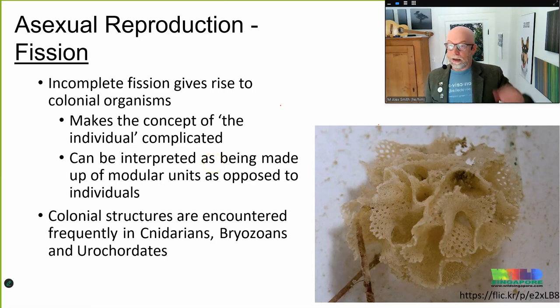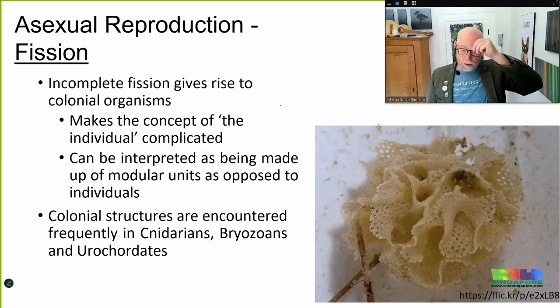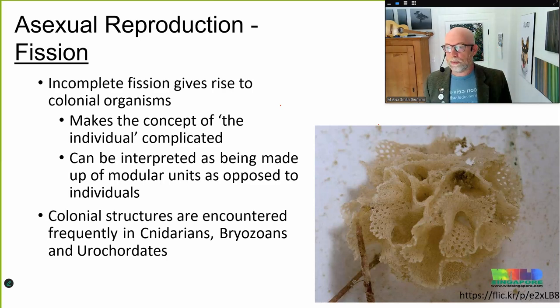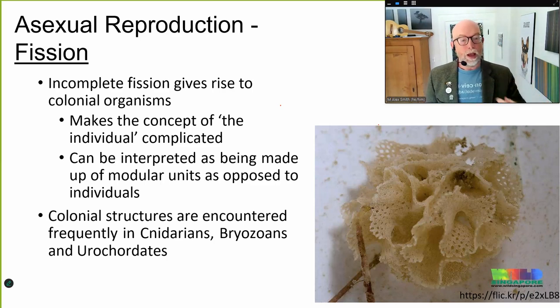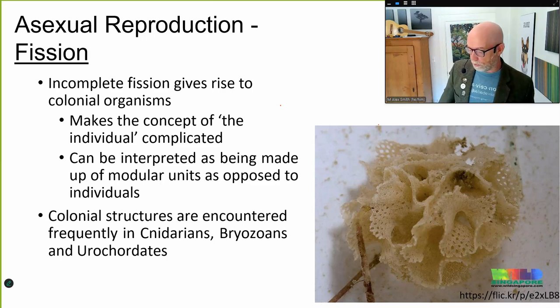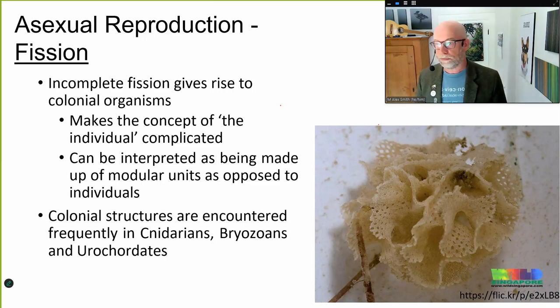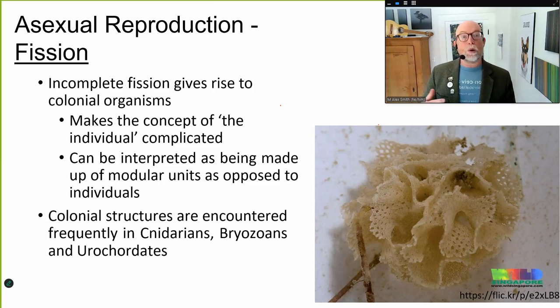Incomplete fission can give rise to colonial organisms, such as some bryozoans, some cnidarians, and even some urochordates, some deuterostomes. So, like our part of the phylogeny of animals. That tends to make the concept of the individual difficult. So, at what level is selection acting? Is it acting upon the colony?